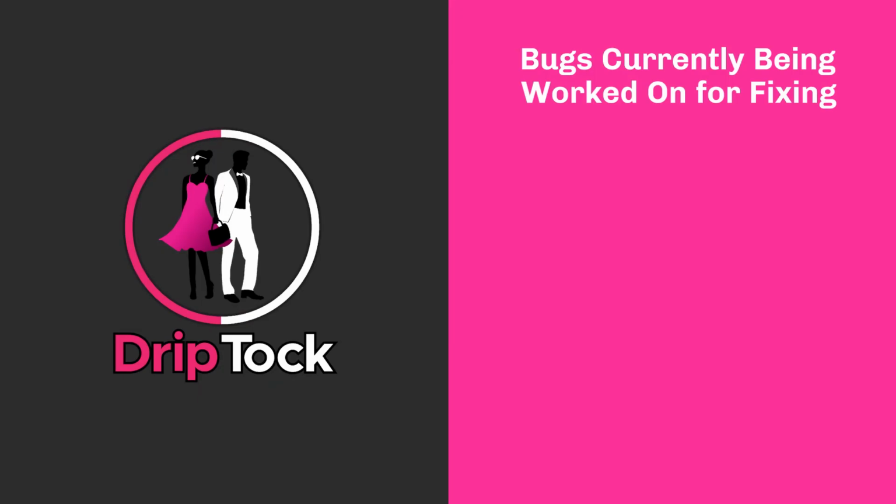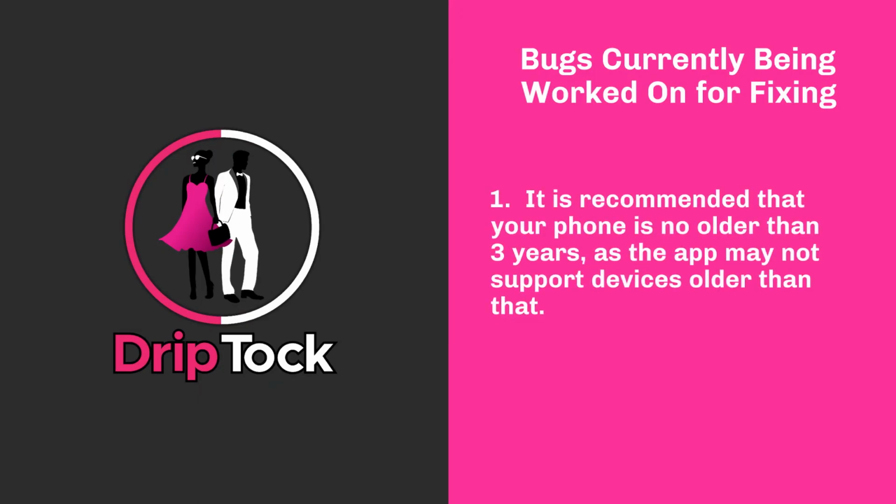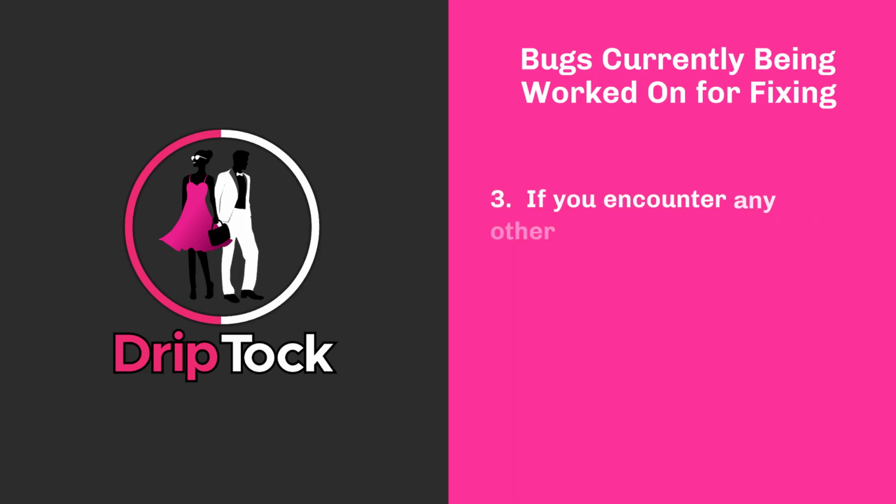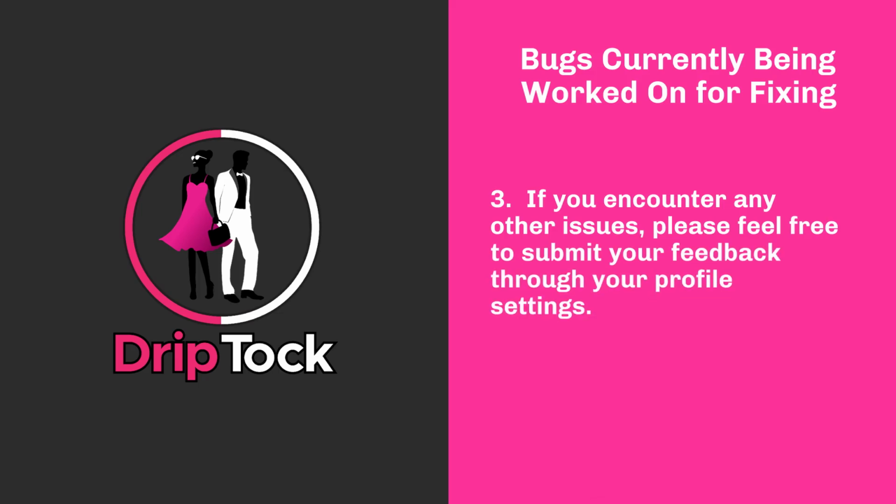Bugs currently being worked on for fixing. Number 1. It is recommended that your phone is no older than 3 years, as the app may not support devices older than that. Number 2. You must have the latest version of Android or iOS installed on your device. Number 3. If you encounter any other issues, please feel free to submit your feedback through your profile settings.